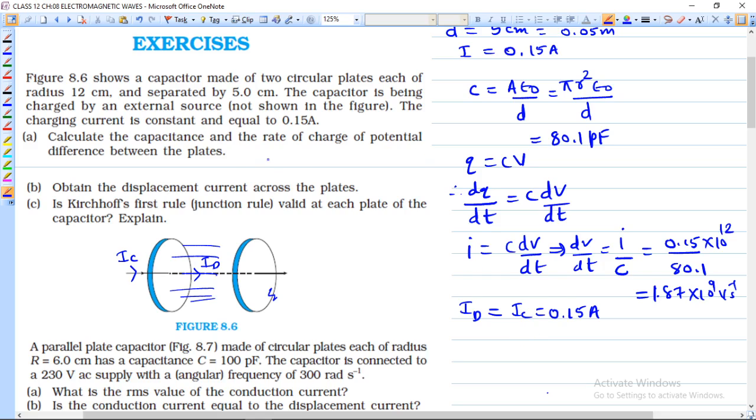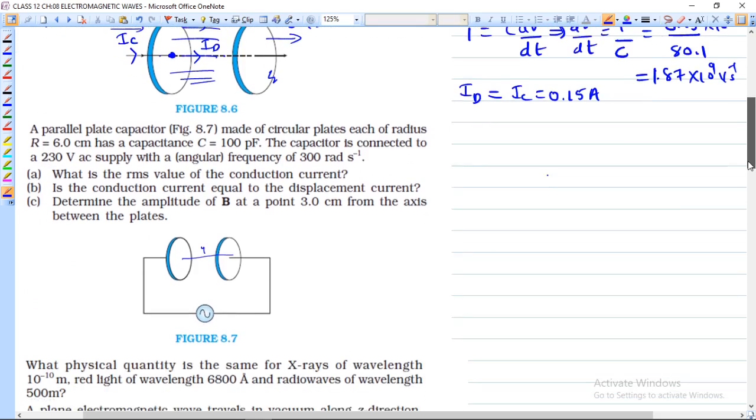Now, third, is Kirchhoff's first rule, means junction rule, valid at each plate of the capacitor? Yes. Kirchhoff's junction rule means whatever current is coming, the same current is going outside. Yes, 0.15 ampere current is coming, and how much current is going here? 0.15. And how much current going here? 0.15 ampere, like this. So you can say yes, it is applicable here. Okay, fine. Let's solve the next example.